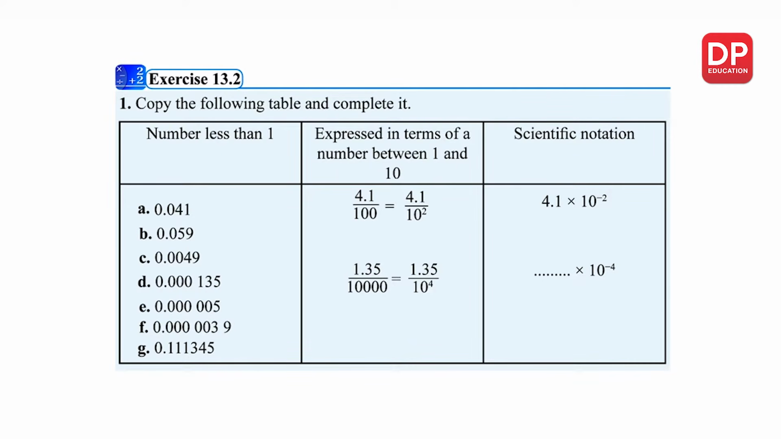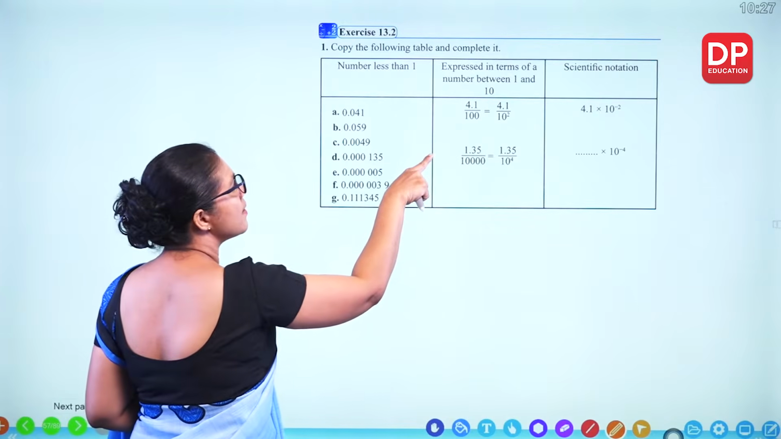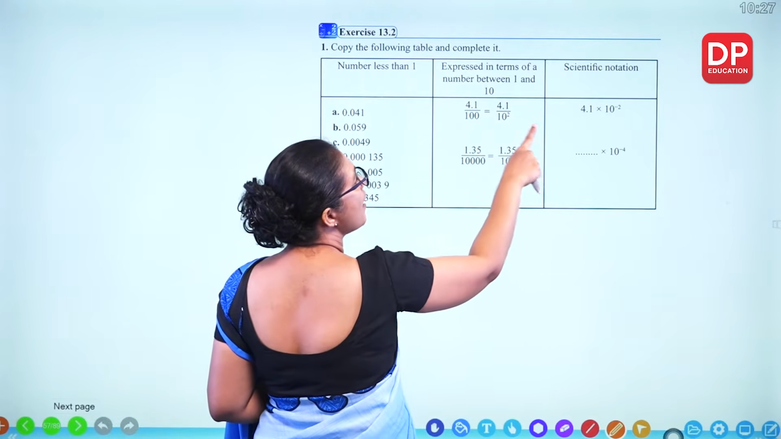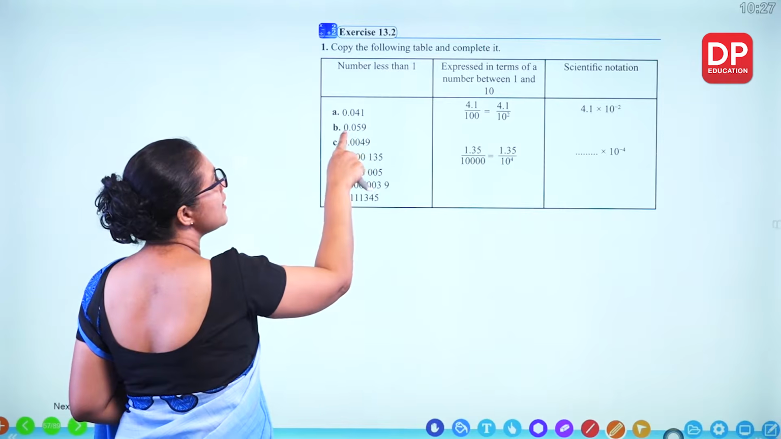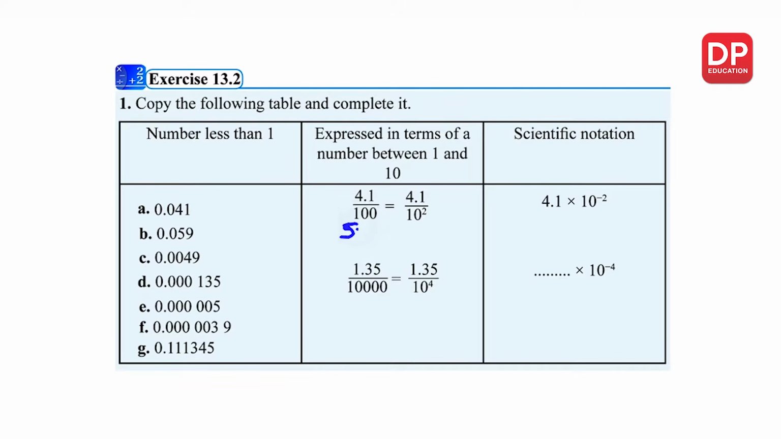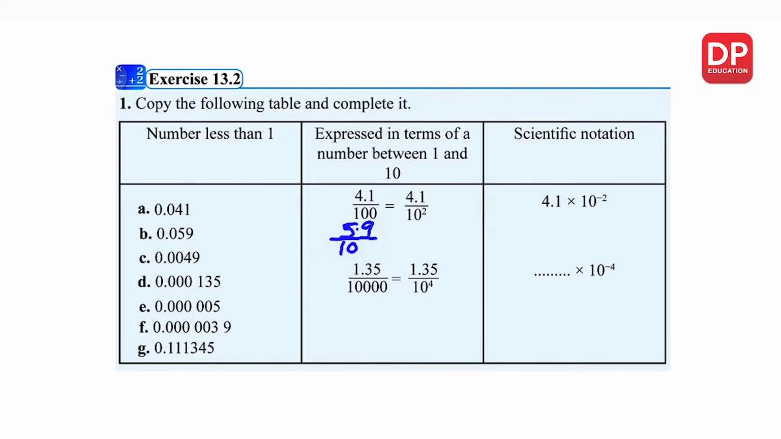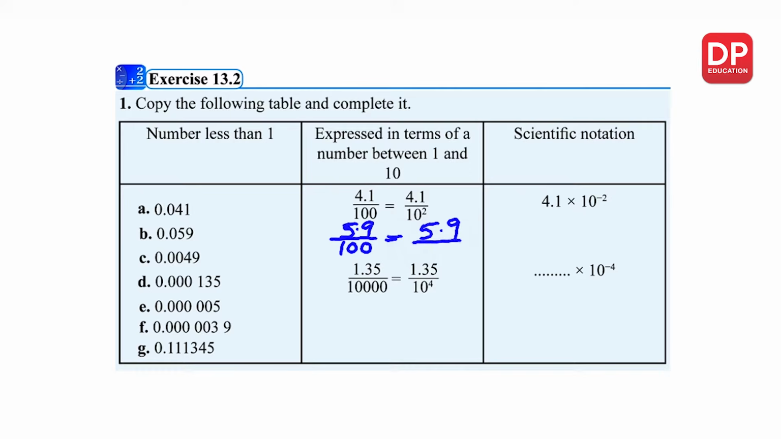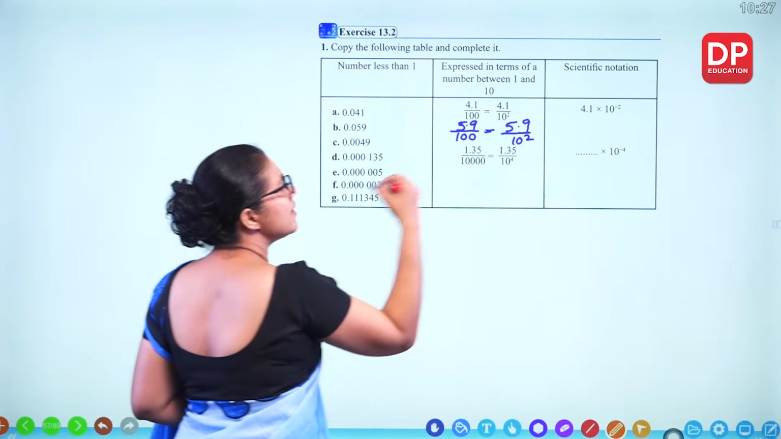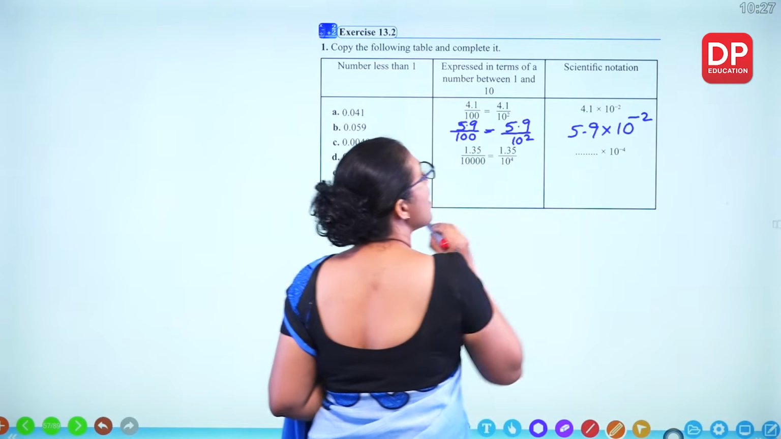Exercise 13.2. Copy the following table and complete it. How you get 0.041? 4.1 divided by 100. So you can write 10 square. So this is in scientific notation. So we'll do this one. How we get this number? I can do 5.9 divided by 100. Then divide by 100 means 5.9 10 square. Then in scientific notation I can write 5.9 10 to the power -2.